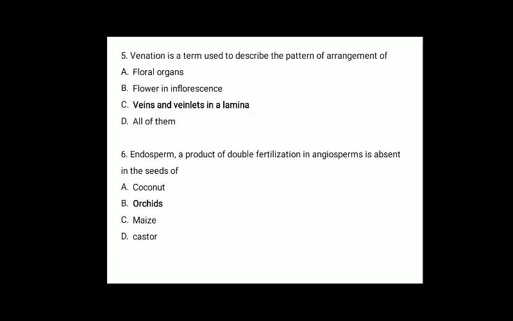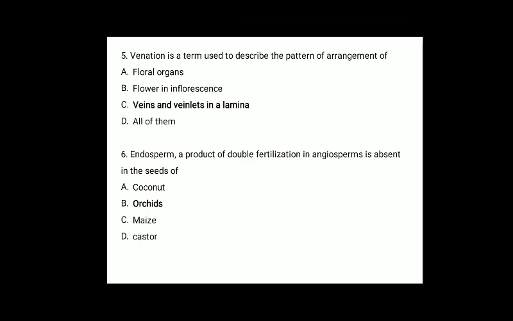Then, fifth question. Venation is a term used to describe the pattern of arrangement of option A floral organs, option B flowers in inflorescence, option C veins and veinlets in leaf lamina, and option D all of them. So the correct answer is option C. Venation is defined as the arrangement of veins and veinlets on the leaf lamina.